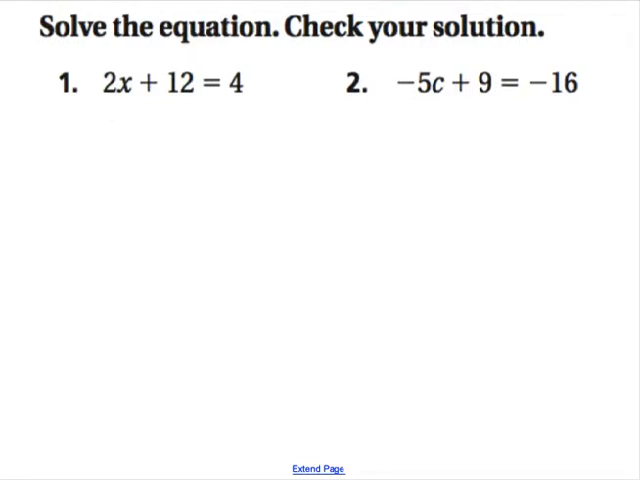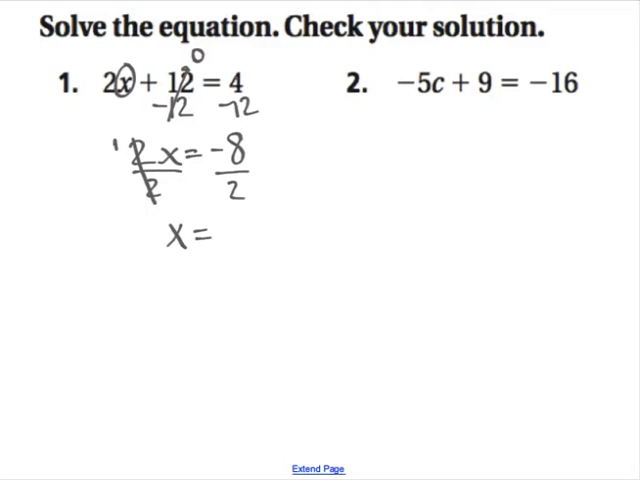Okay, solve the equation, check your solution. 2x plus 12 equals 4. On this, we're trying to get the x by itself, so we need to get rid of the 12. You can do that with a negative 12. This is 0. So 2x is all that's left on this side. 4 minus 12 is negative 8. Now we need to get rid of the 2. We do that with division. We're going to divide by 2. 2 divided by 2 is 1. So 1x equals negative 8 divided by 2 is negative 4. We get x equals negative 4 as our solution.